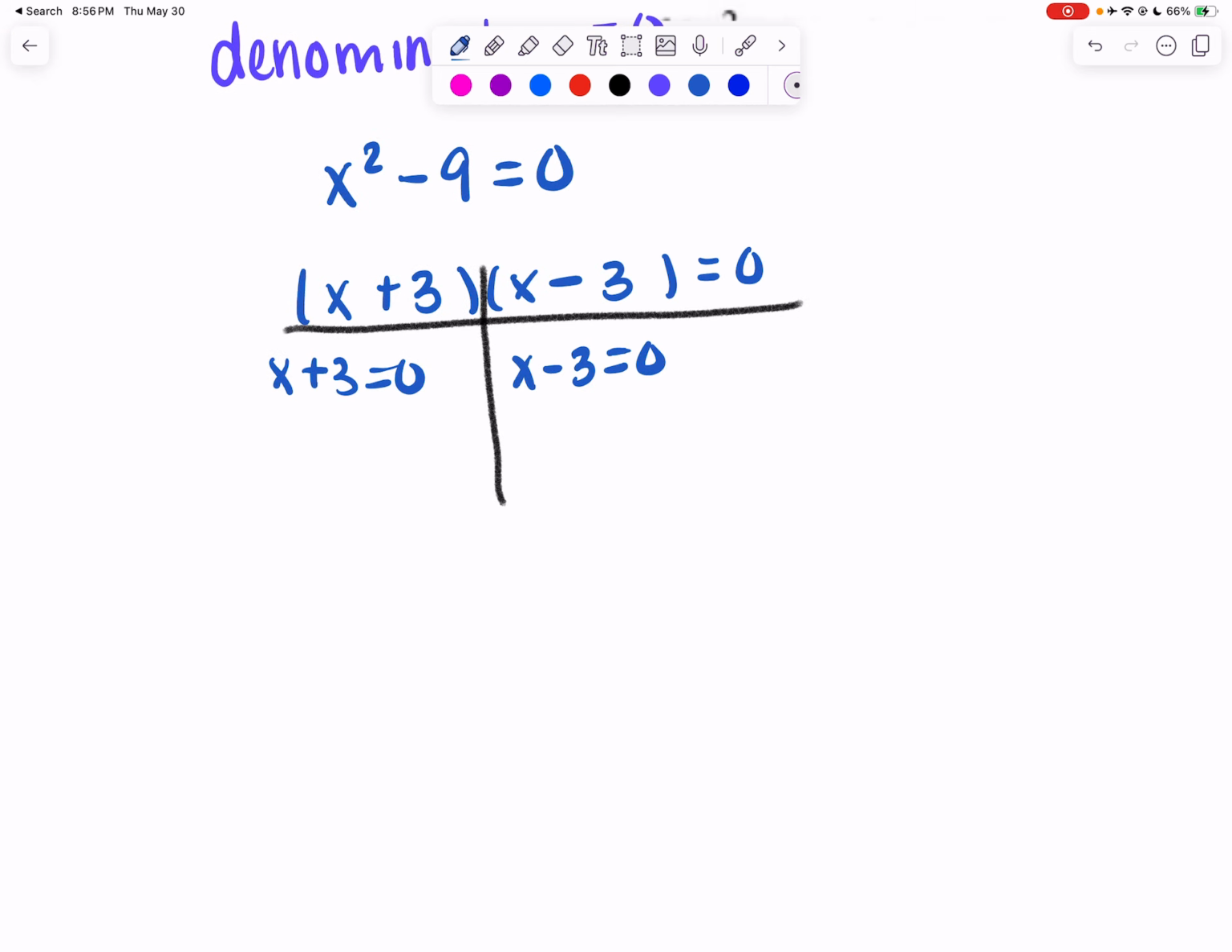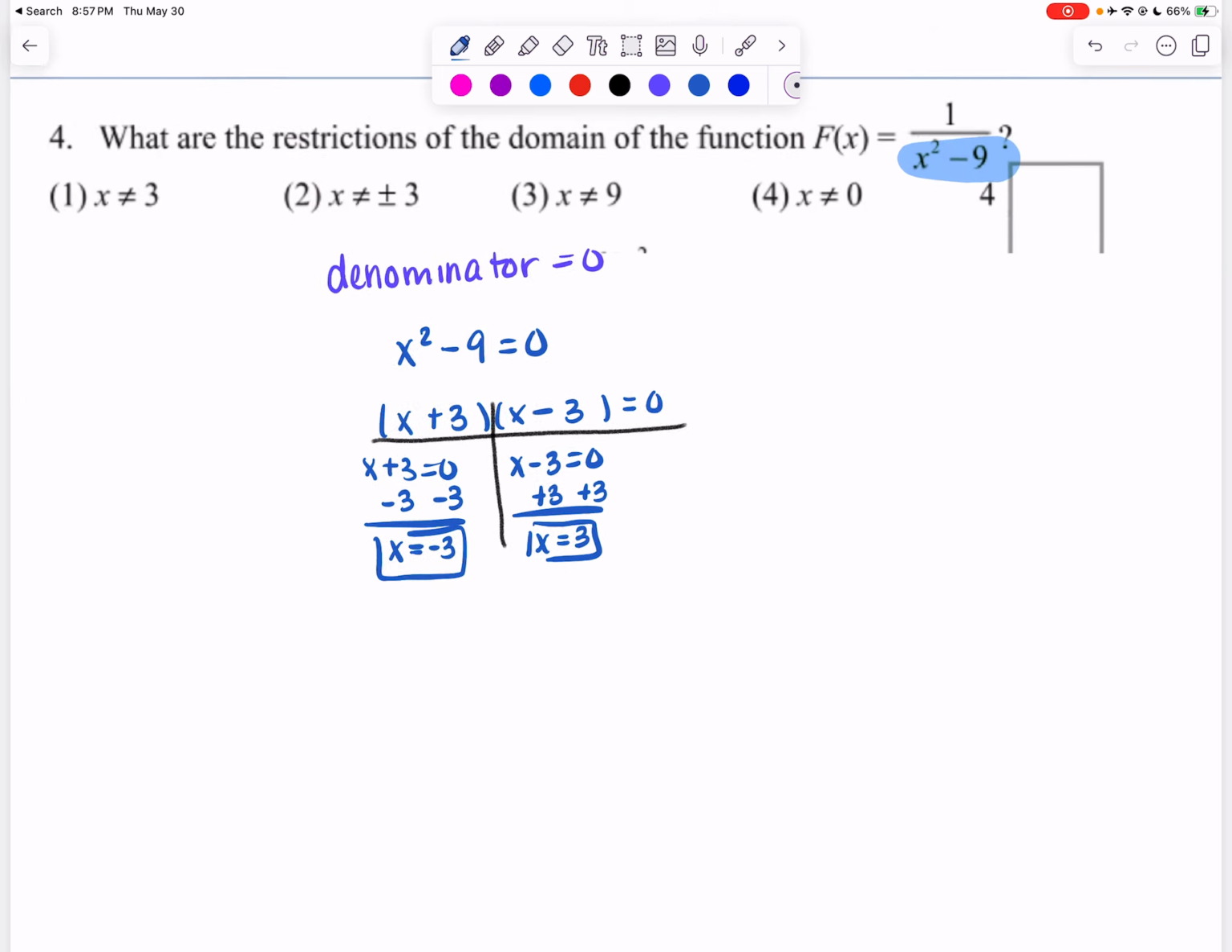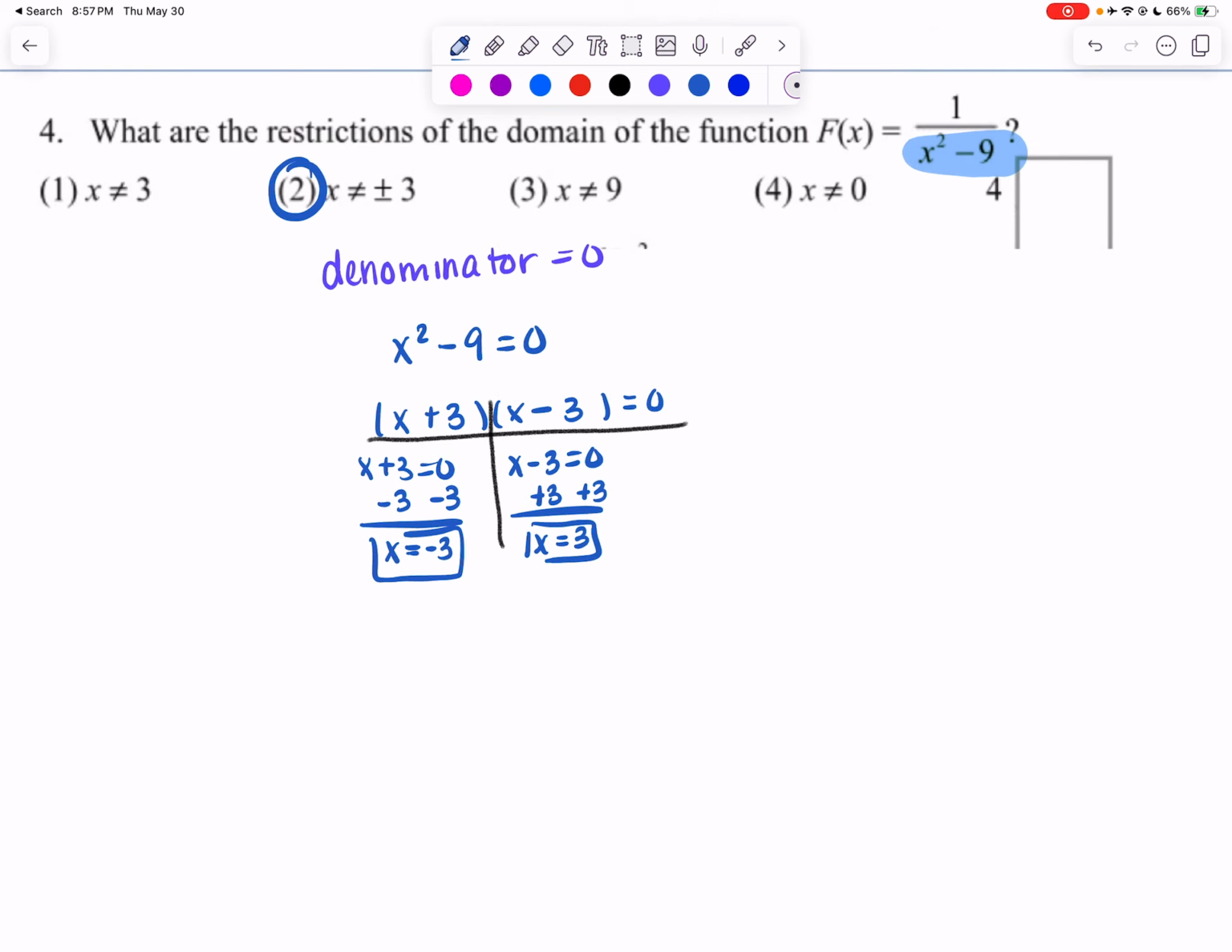In the first equation, I subtract 3, and I get x is equal to negative 3. And in the second equation, I add 3, and I get x is equal to 3. So in this question, it's going to be choice 2, where x can't be equal to 3 or negative 3. Now here's how to do it on the calculator.